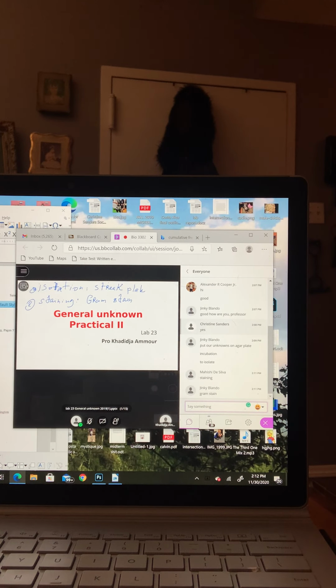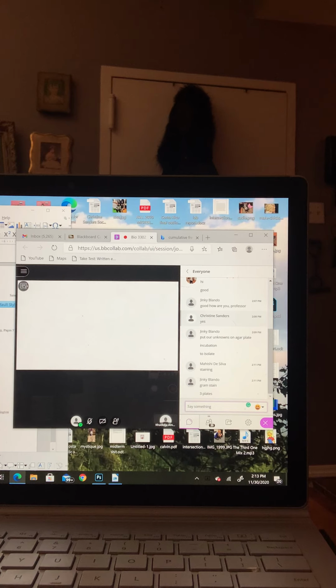After you incubate your plate, you have to interpret and see what happened on your plate after incubation. What are you supposed to see in your plate? How many plates did we inoculate and incubate? Three plates. The first one is the MacConkey.